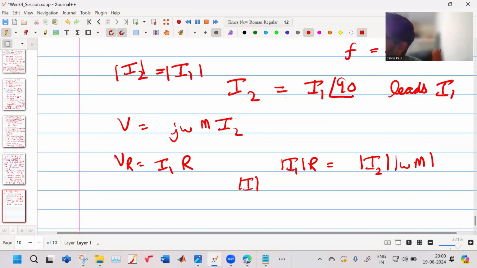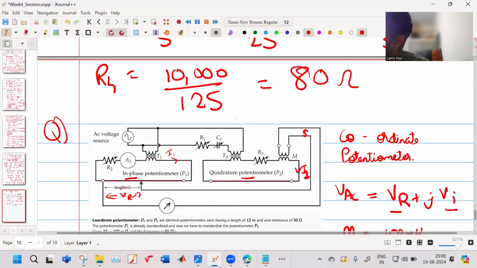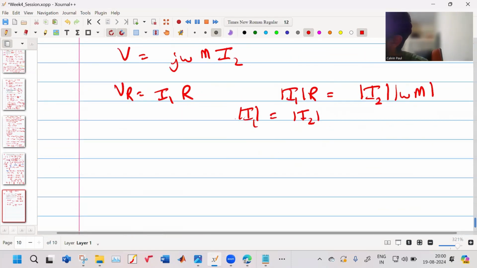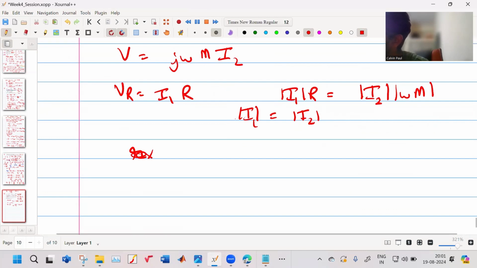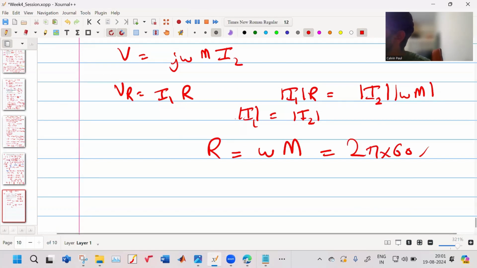And I1 and I2 are equal in magnitude. So that means this R, whatever resistance comes across this length, is equal to, no, sorry, that actually is your R. The effective resistance is equal to omega M, that is 2 pi into 60 into M.